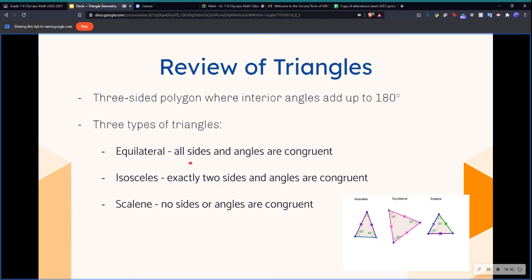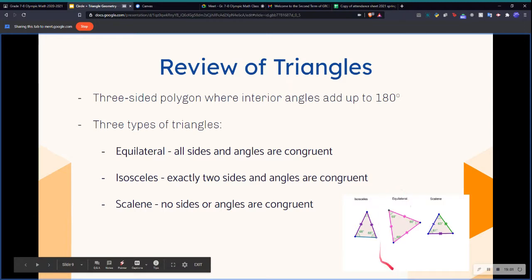An equilateral triangle is where all sides and angles are congruent. Congruent just means equal in measure. All sides are equal to each other, and all the angles are also equal to each other. The angles of an equilateral triangle are always 60 degrees. If you see this diagram here, this is what an equilateral triangle looks like, and all angles have to be 60 degrees, right? 180 divided by 3.